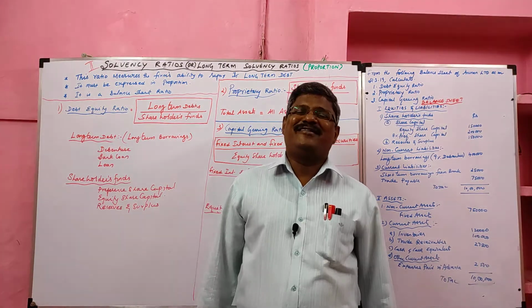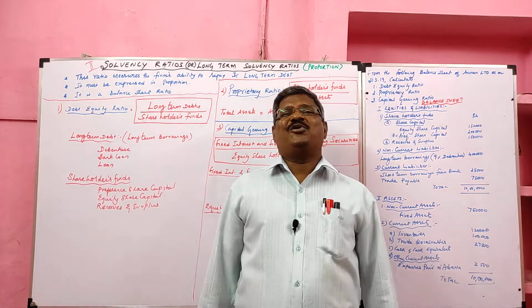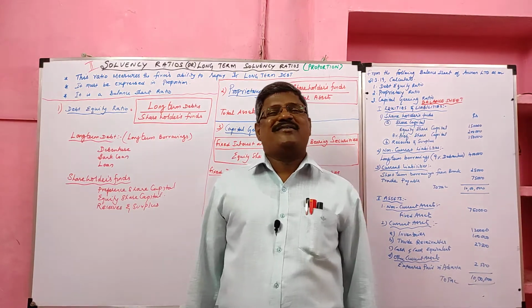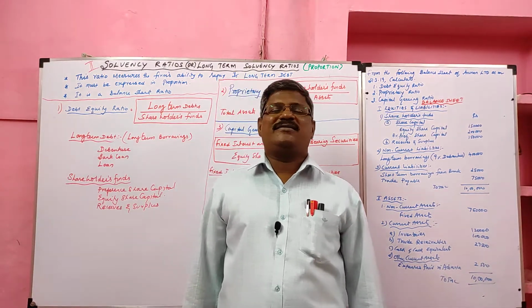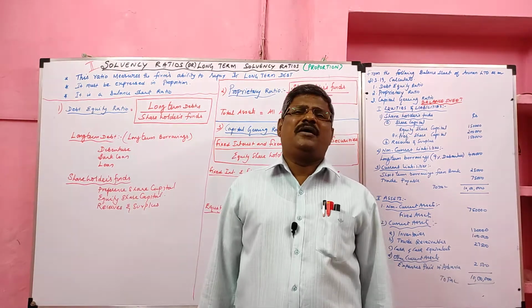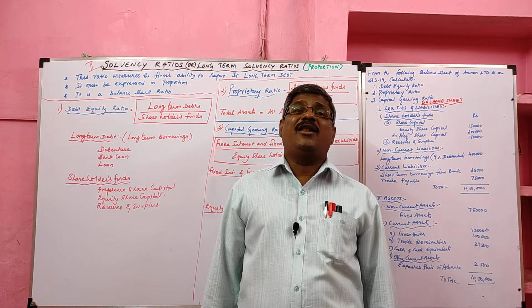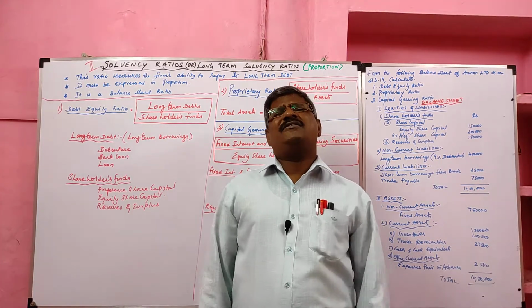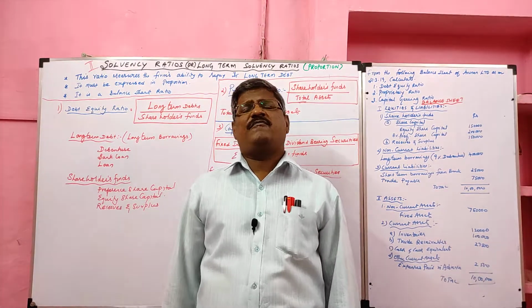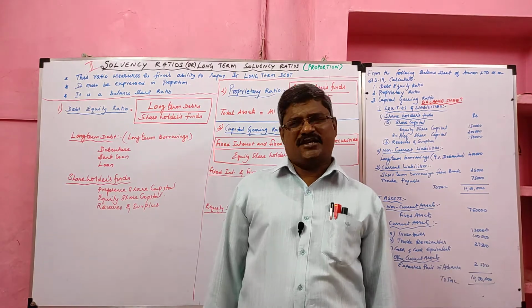Students, today we are going to learn the second type of ratio called solvency ratio. Solvency ratio, also known as long-term solvency ratio, measures the firm's ability to repay the long-term debt. The solvency ratio must be expressed in form of proportion. It is a balance sheet ratio.